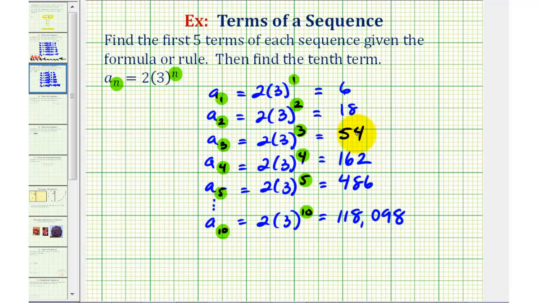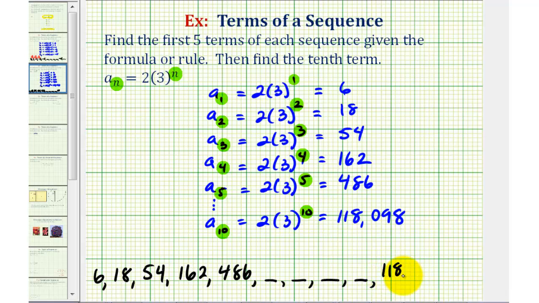Let's go ahead and give this as a list. We have the first term, second term, third term, fourth term, fifth term. And again, we didn't find the 6th, 7th, 8th, or 9th term, but the 10th term is 118,098, and the sequence would continue.